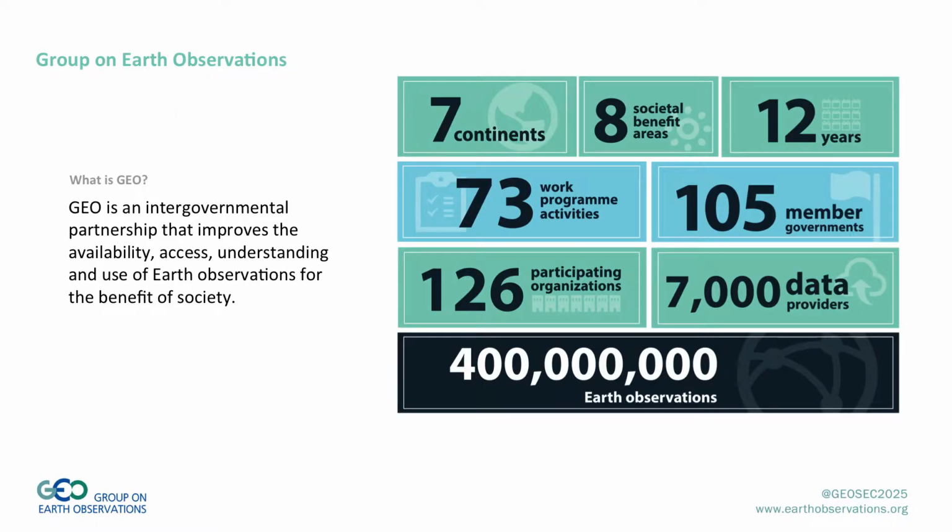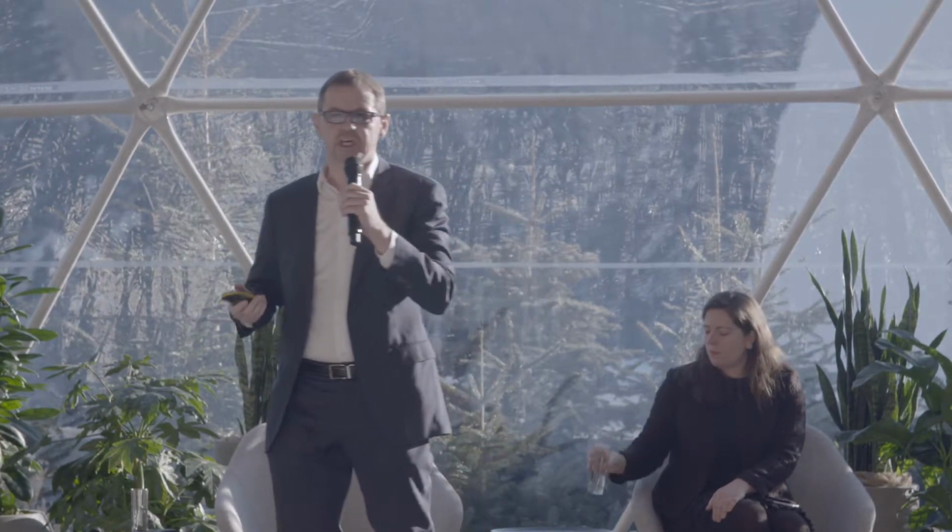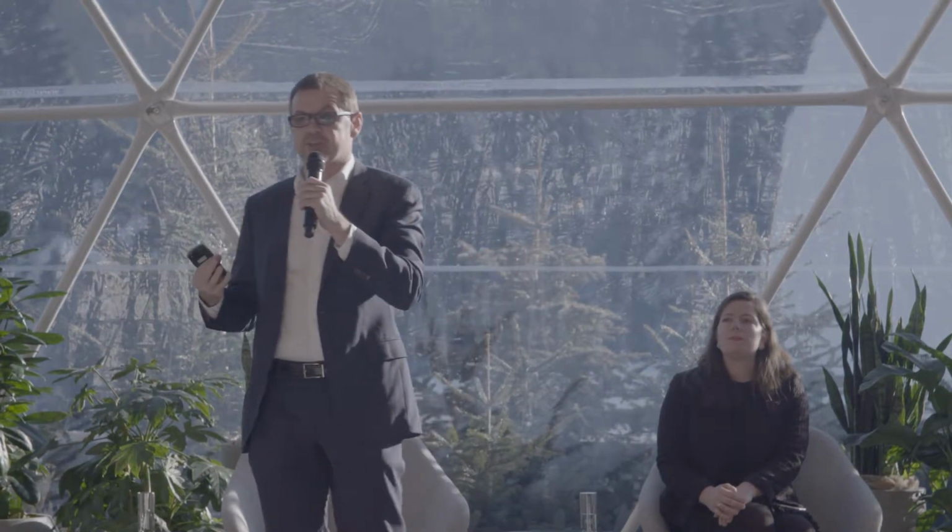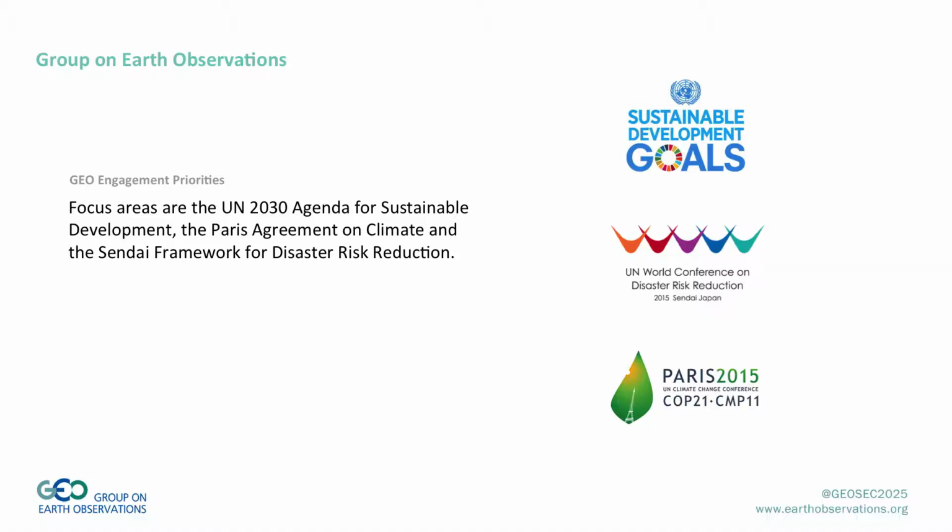I work for the Group on Earth Observations, and we're working across a number of societal benefit areas: agriculture, biodiversity, disasters, energy, climate, forestry, oceans. We're trying to help countries and national governments understand the value and usefulness of open Earth observations, data and information, and the science and technology behind them, to help them make policy decisions and take action. We're focused on the SDGs, the Sendai Framework for Disaster Risk Reduction, and the Paris Agreement on Climate.